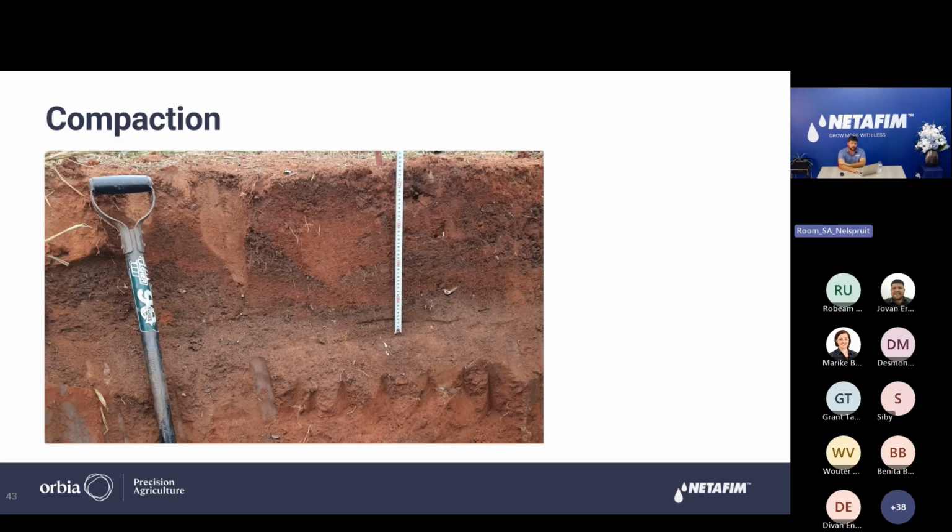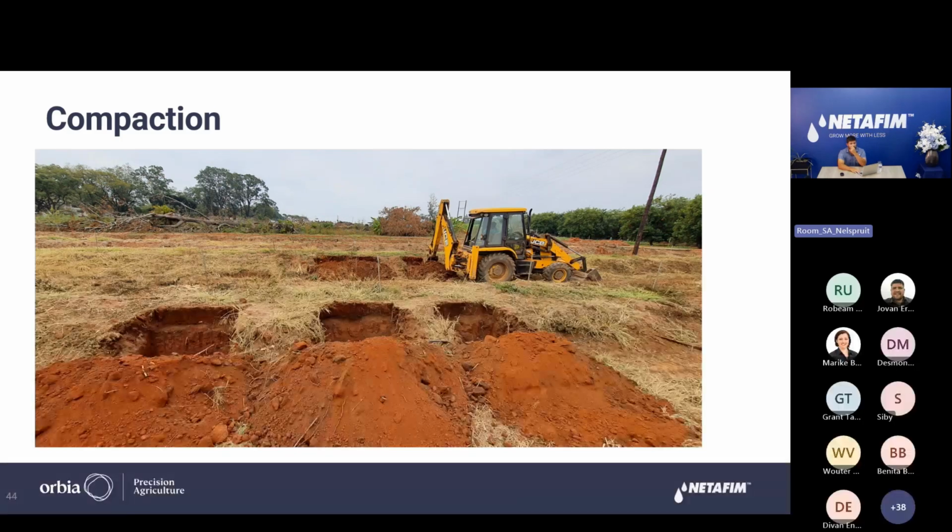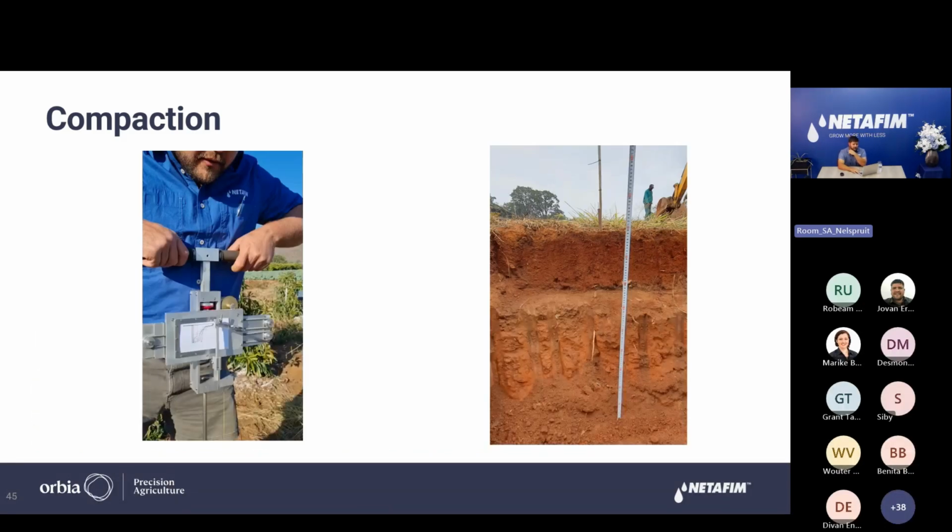Compaction. Some example we found in Nelspruit, the ridges were built without ripping. He just used the excavator to build the ridges on top of the soil there, and we found that extremely hard layer, which we struggled to dig through. As you can see it there on the profiles that we dug, it's very clear that compaction was everywhere. We also did some compaction tests.